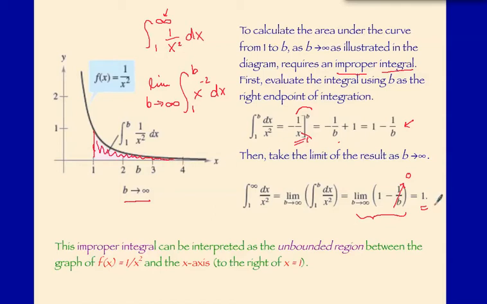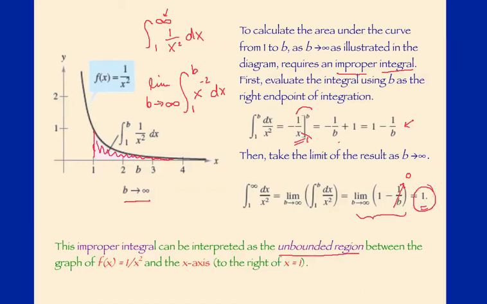How is that possible? Well, in calculus, so many things are possible, so many magical things. This improper integral can be interpreted as the unbounded region between the graph of 1 over x squared and the x-axis, at least to the right of 1. And it actually converges and has a definite area, which is 1. Very odd, but so true.